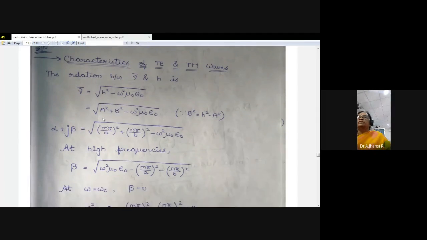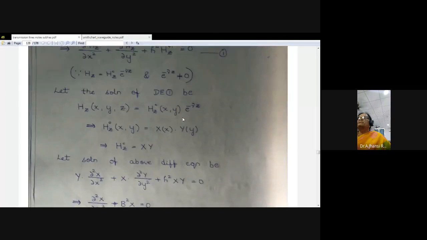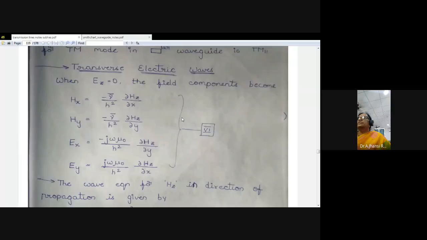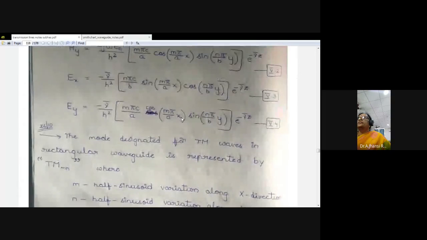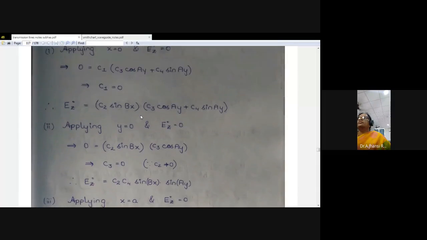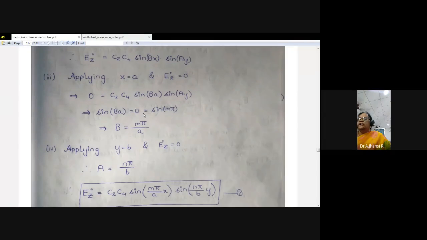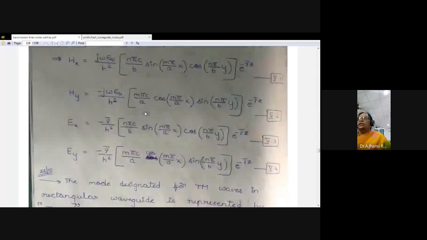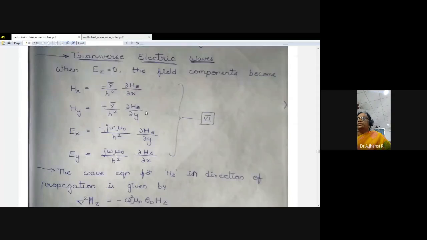From this one, gamma equal to square root of h square minus omega square mu naught epsilon naught. And again here we have assumed h square equal to b square plus a square, as in the derivation in the previous one. That is, we have set b equal to m pi by a and a equal to n pi by b. Like this, we have assumed h square equal to b square minus a square.